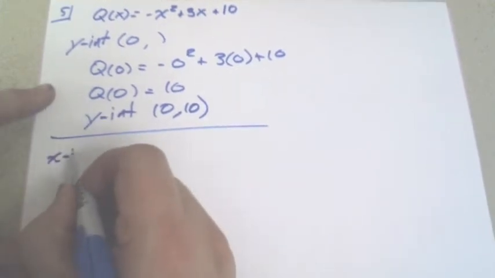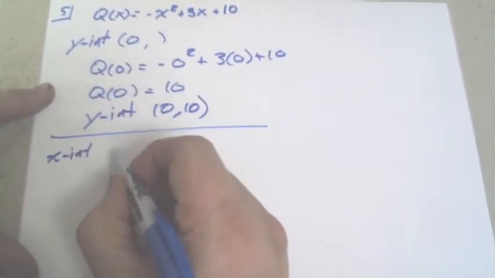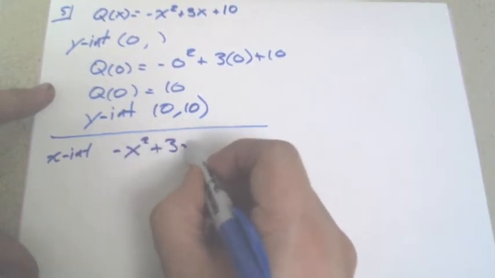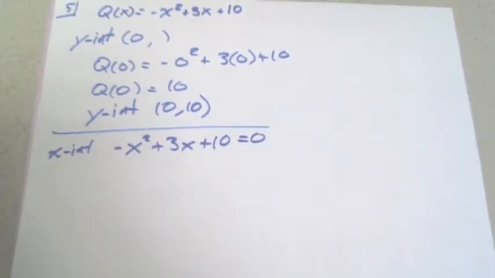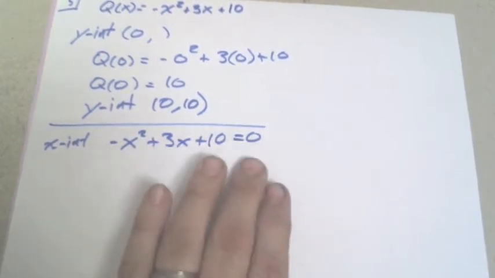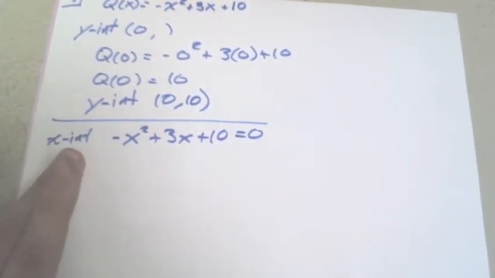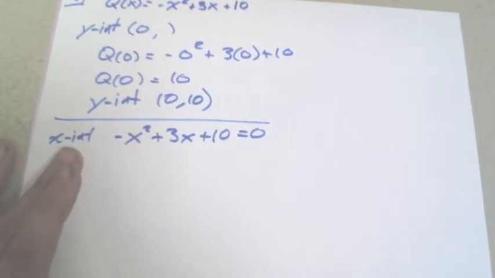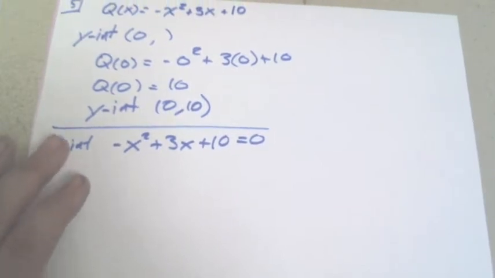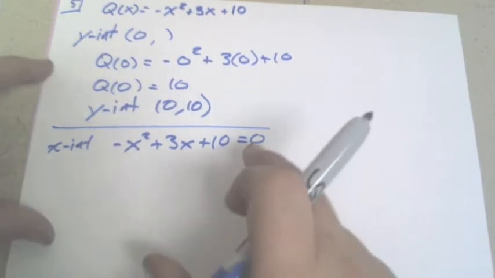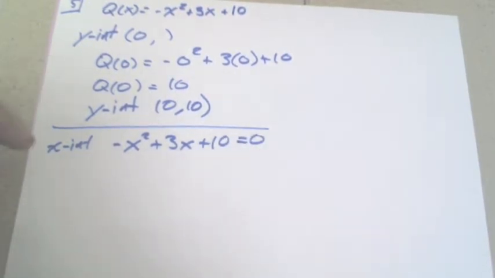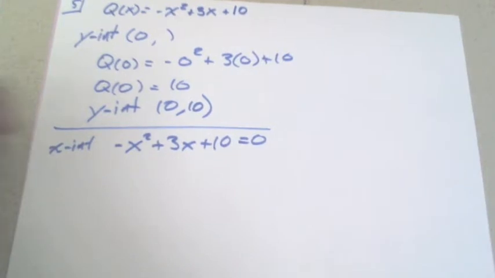To find x-intercepts, set the whole function equal to 0. Negative x squared plus 3x plus 10 equals 0. A lot of people tend to set quadratics equal to 0 just automatically, almost for no reason. Setting a quadratic equal to 0 really is specific to trying to find our x-intercepts, or what's called our roots or our zeros. But sometimes we have other goals. Sometimes we want y-intercepts. Sometimes we want vertices. Sometimes we want other points. So be careful about arbitrarily setting it equal to 0. That will give you your x-intercepts.